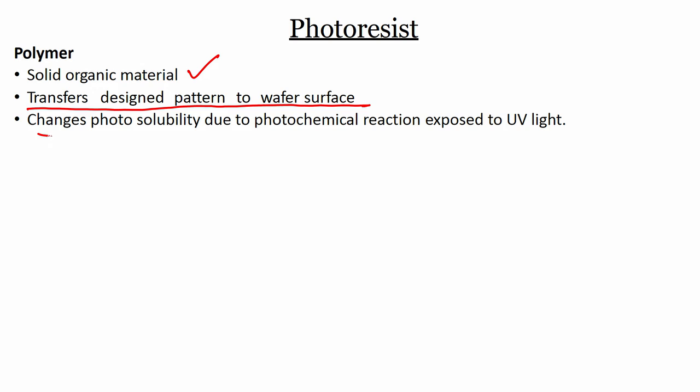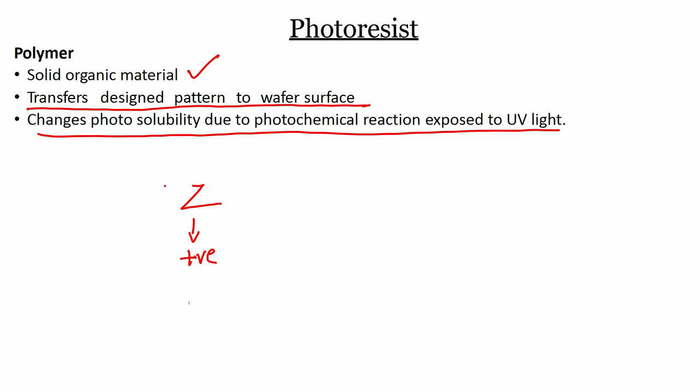Finally, it changes photosolubility due to photochemical reaction exposed to UV light. That means, we have seen that if I have a pattern which is Z, right, and I use positive photoresist, then on the wafer this area will be protected. That means, the area which is not exposed is protected in case of positive photoresist, right. If I use Z and if I use negative photoresist, then I will have everything except this area which is Z.